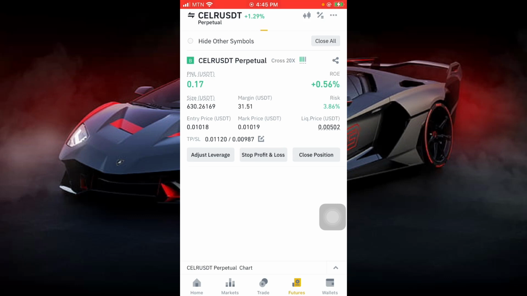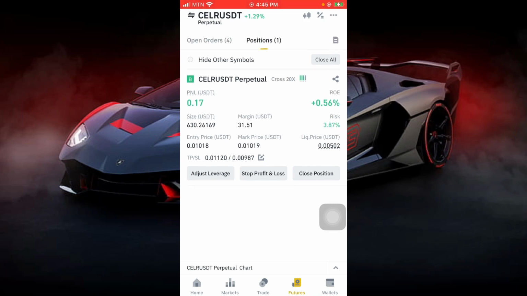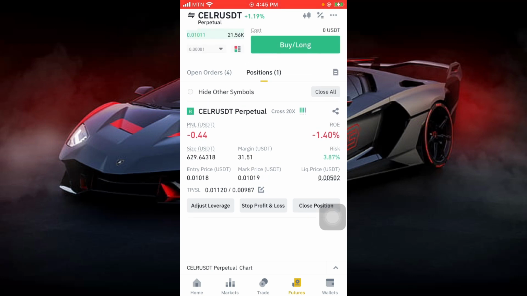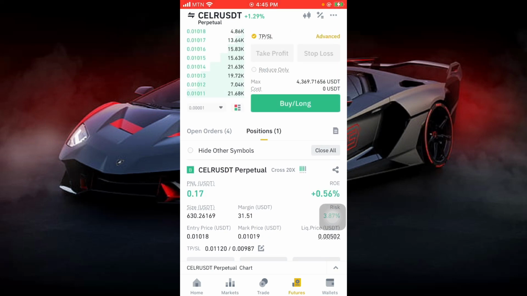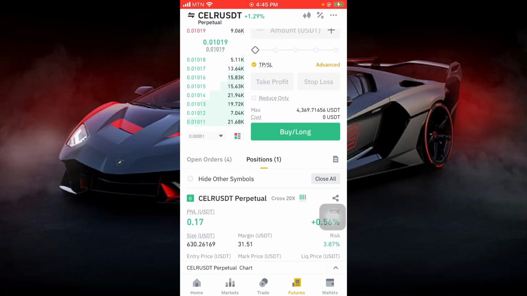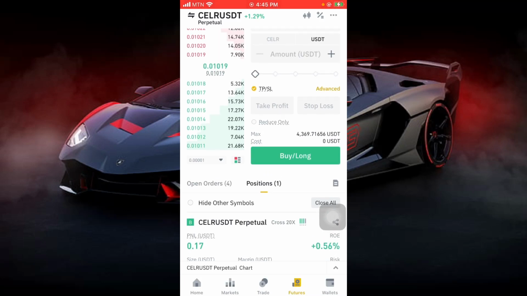Okay guys, so this is how you trade Binance Futures. This is how you trade Binance Futures in 2023 or 2024. It will still work. You just have to follow the instructions. So I've taught you how to input stop loss. I've taught you how to input take profit. I've also taught you how to set a trade.